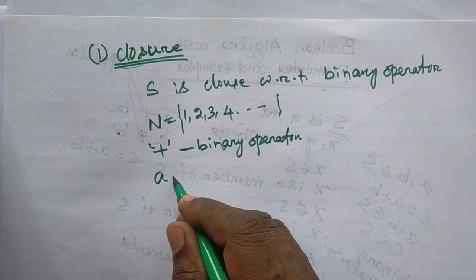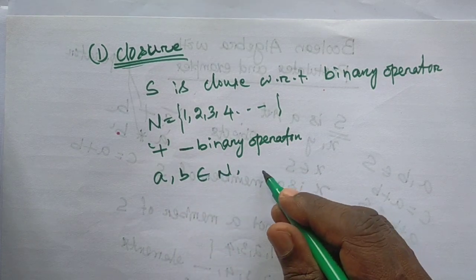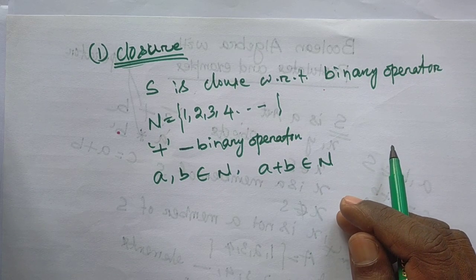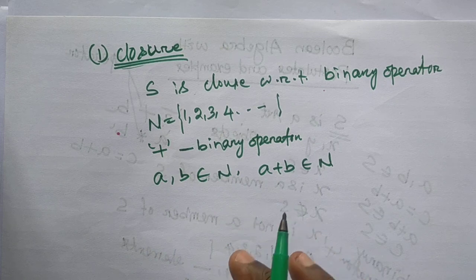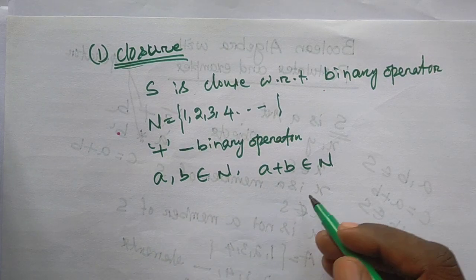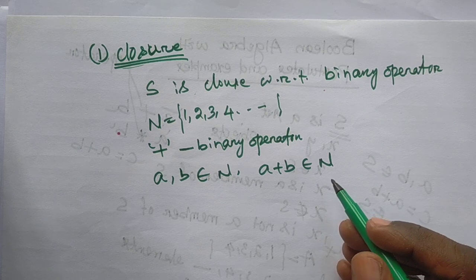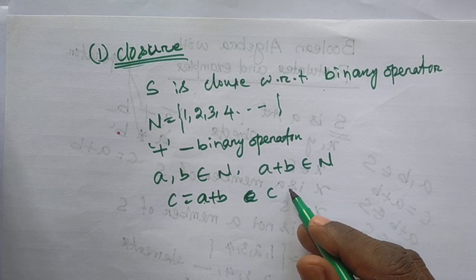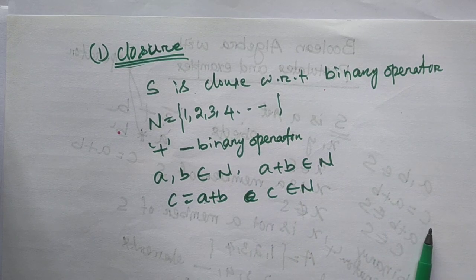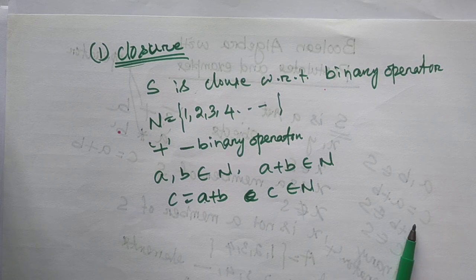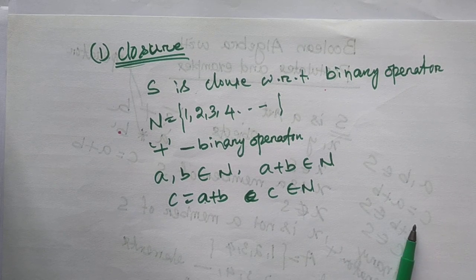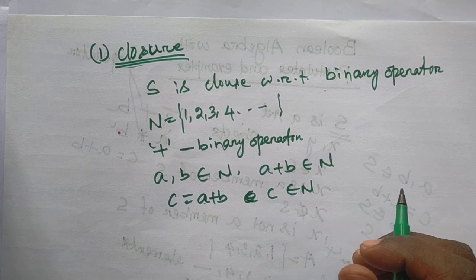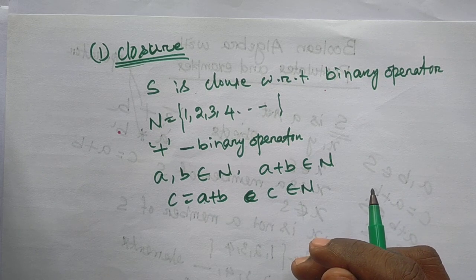If a, b belong to N, then does a plus b belong to N or not? We check it. a, b belonging to N means a, b are natural numbers. So obviously a plus b belongs to N, because suppose c is equal to a plus b, then c belongs to N naturally, because the addition of two natural numbers is also a natural number. It is absolutely true.